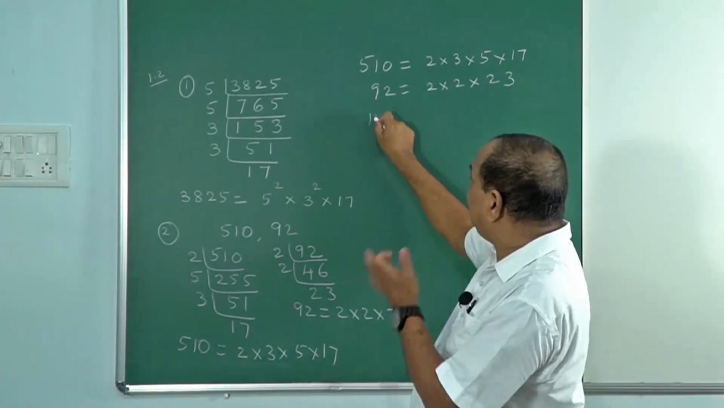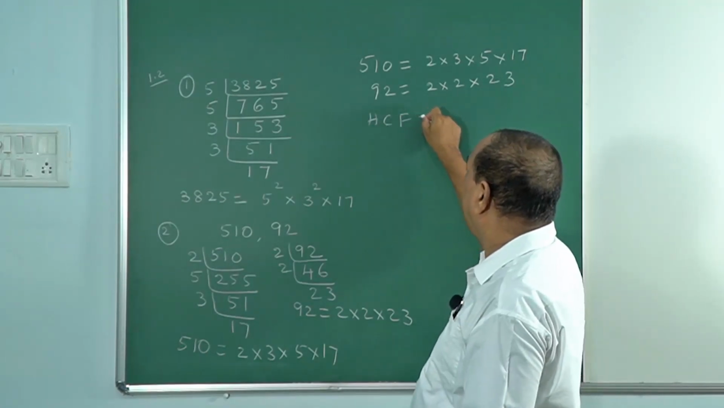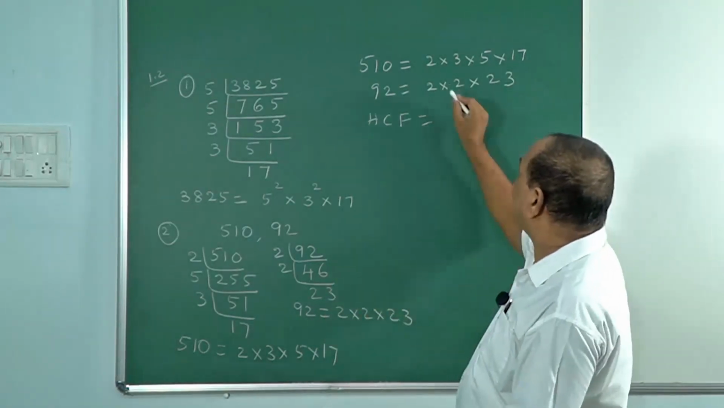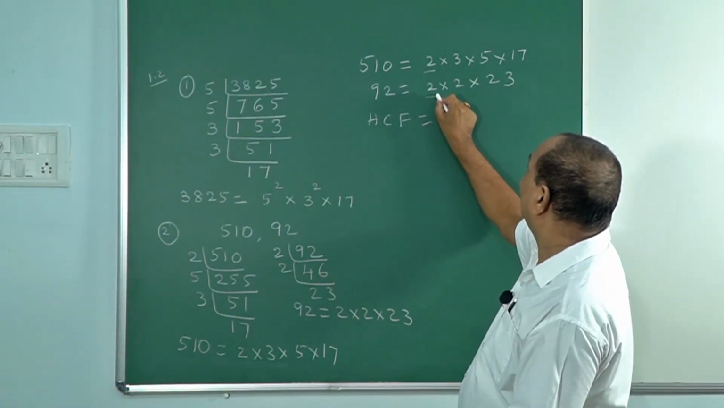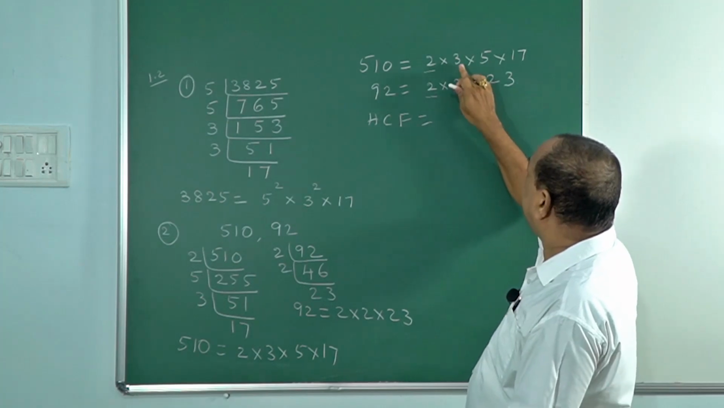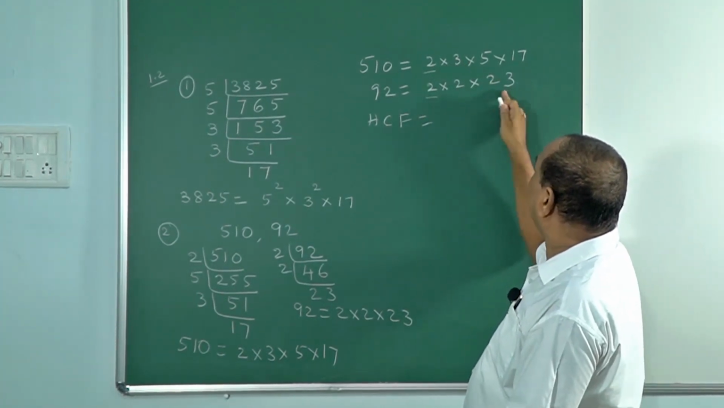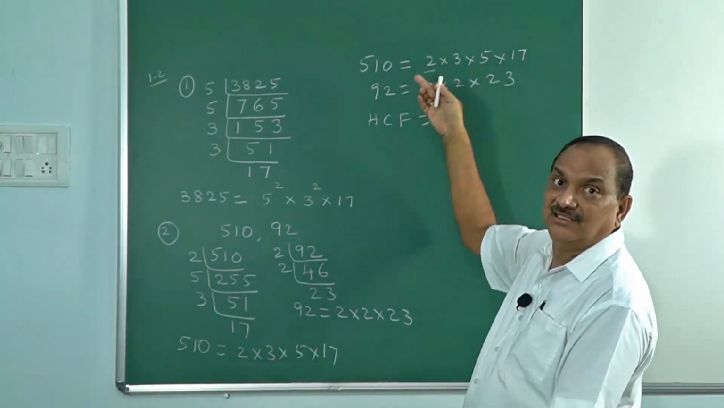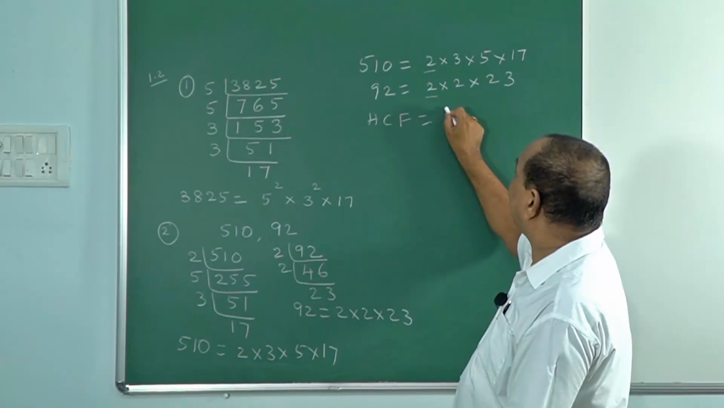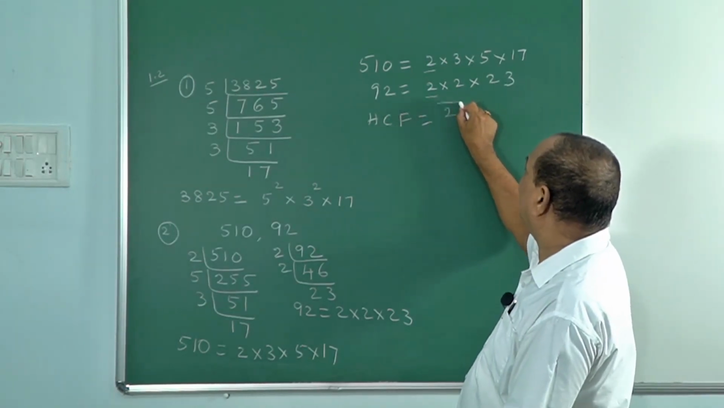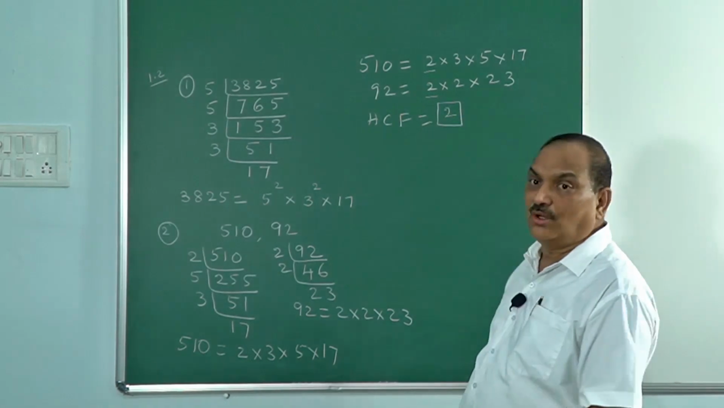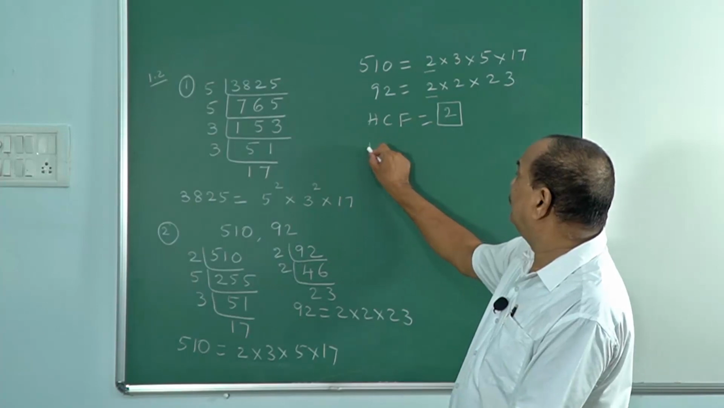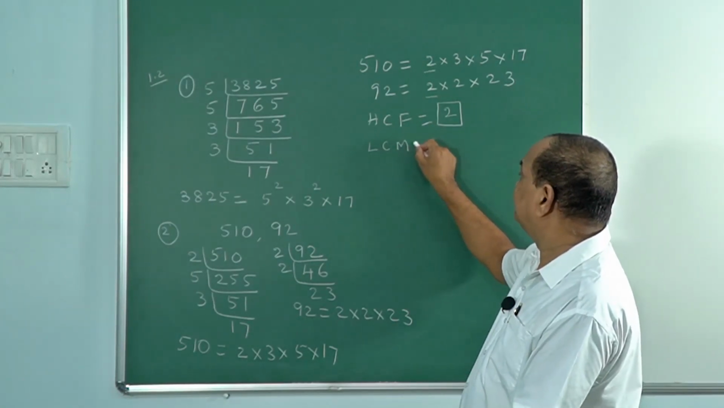And if you want HCF, it is a single line answer. You need not struggle for that. What is in common? It's obvious that there is a 2 which is common. Here you have 3, here you don't have. Maybe here you have 5, you don't have here. There is another 2, but there is no 2 there. And therefore here HCF is just 2. It is the only common factor. You can't have even another 2. Fine, leave it there.